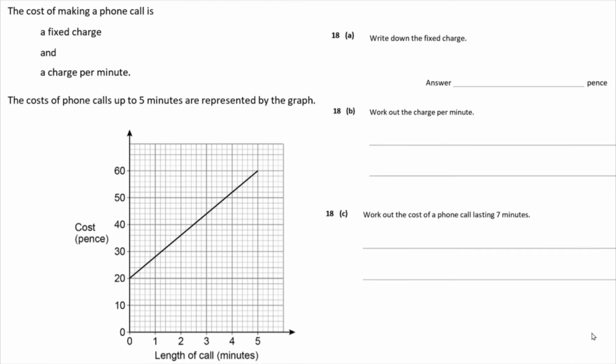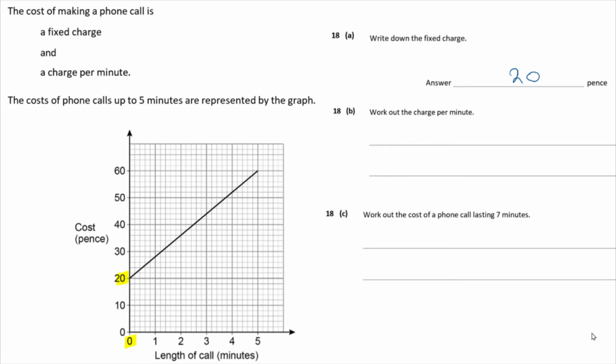Question 18. The cost of making a phone call is a fixed charge and a cost per minute. The cost of phone calls up to 5 minutes are represented by the graph. We've got cost in pence down the left-hand side and the length of call along the bottom. Write down the fixed charge. Well, you can see for a call of length 0 minutes, you're already paying 20p there, aren't you? So that is going to be the fixed charge. Even for a 0 length call, you're going to be charged 20p.